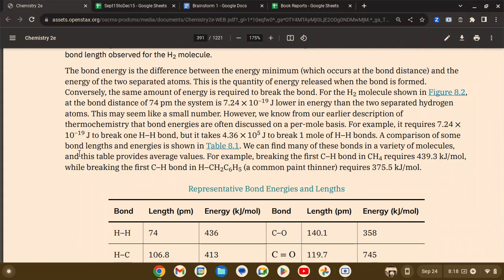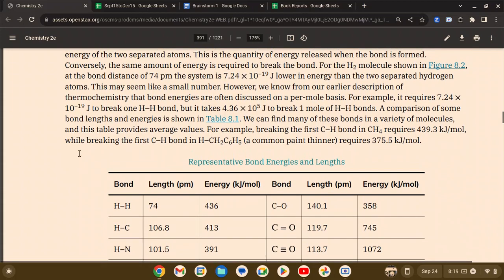For example, breaking the first carbon-hydrogen bond in methane requires 439.3 kilojoules per mole, while breaking the first carbon-hydrogen bond in HCH2, C6H5, I guess, that almost looks like toluene, common paint thinner, requires 375.5 kilojoules per mole. The reason I say toluene is that C6H6 is benzene, and then with a methyl group, which is a CH3, which is that HCH2, that's a methyl. So yeah, that looks like toluene.